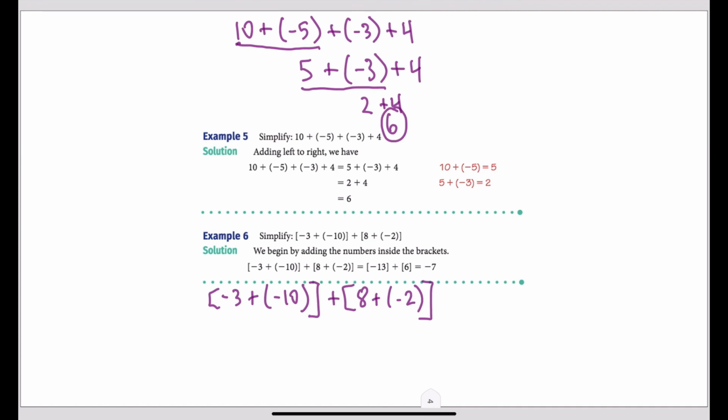So what we're going to do is deal with each set of brackets separately and then combine them. So within these brackets here, these parentheses are just separating this plus and minus here. So negative 3 and negative 10. So if I owe $3 and then I borrow 10 more, now I owe $13. Whether I really need those brackets or not remains to be seen. Now, if I have 8 and then I spend 2, I really only have 6 left.